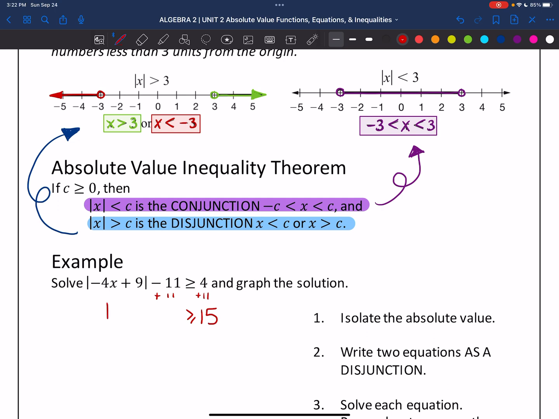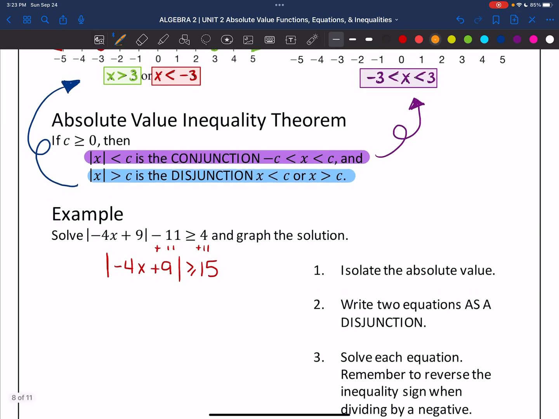We're saying the absolute value of negative 4x plus 9 is greater than or equal to 15. And so what we have here, it's greater than or equal to, so we are going to have a disjunction here. So we need to write our answer.